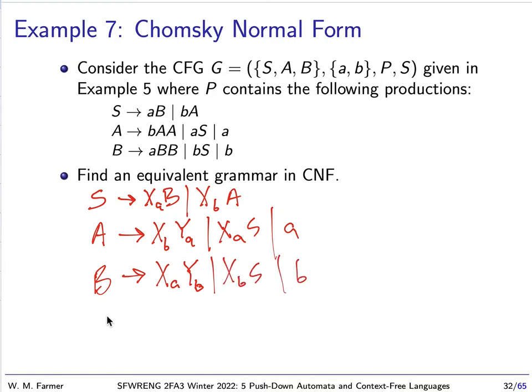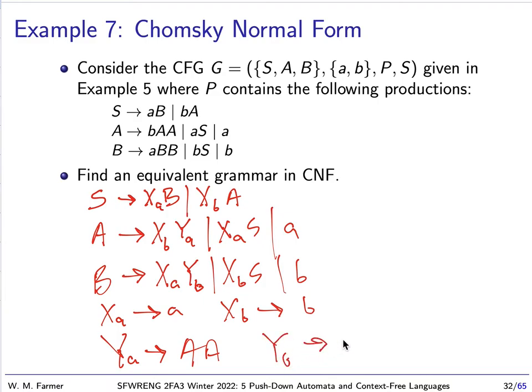And now all I have to do is say what X sub A goes to. It goes to A. What does X sub B go to? It goes to B. What does Y sub A go to? It goes to AA, and Y sub B goes to BB. So this is a new set of productions. We have a new grammar, but it's pretty obvious this grammar and the previous grammar are equivalent. They both generate the same language.